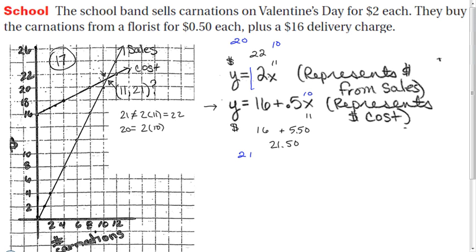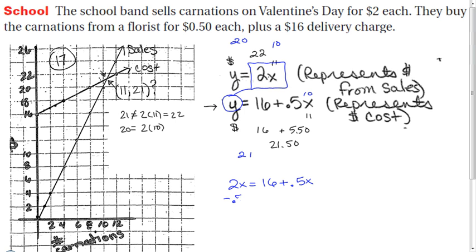And we're going to use the same idea we did on the last one. Since we have a y equals here, I can take that and replace it for the y in the other equation. So instead of saying y equals 16 plus 0.5x, I'm going to say 2x equals 16 plus 0.5x, replacing the y with what y equals. And now again, I can solve this.